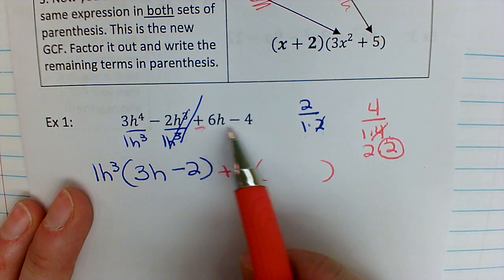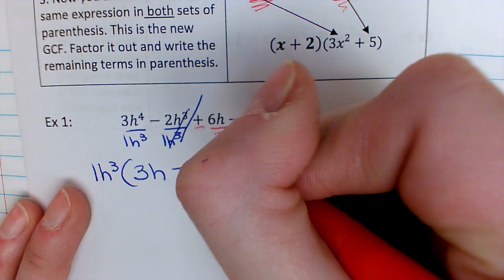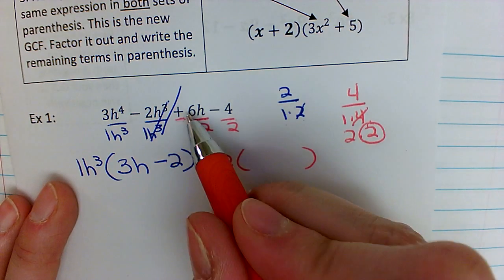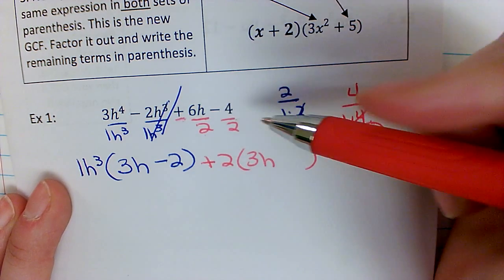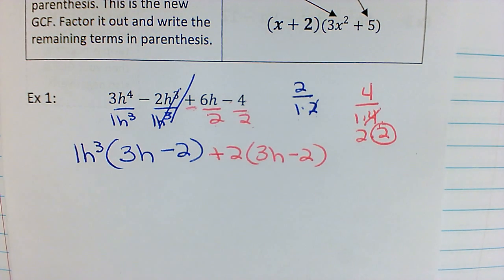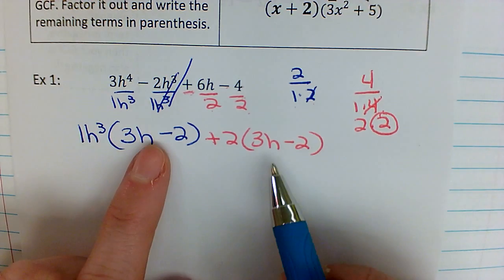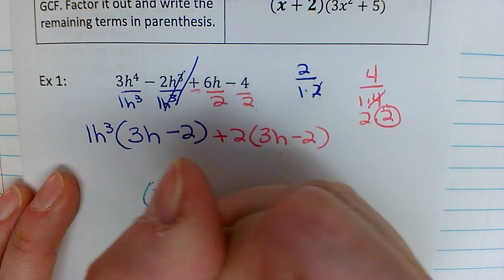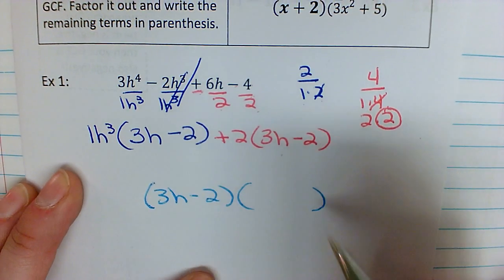They don't both have the same letters, so there's no letters in my GCF this time. So I divide that out. 6 divided by 2 gives me 3 h's. Negative 4 divided by 2 gives me negative 2. The whole goal was to have the exact same thing in my parentheses, the 3h minus 2, so that I can bring that down as the new common factor.